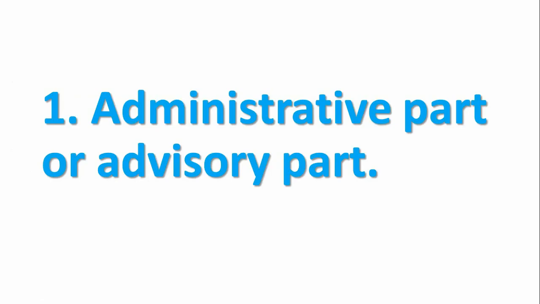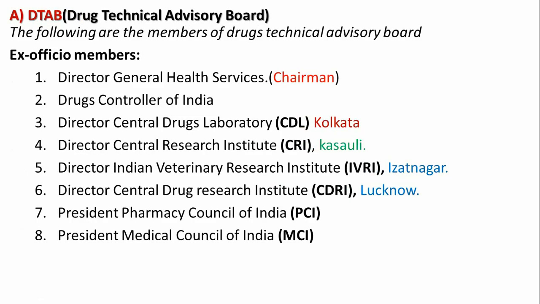Now we are going to see first administrative part, or we can say advisory part. In that, first DTAB, that is Drug Technical Advisory Board. The following are the members of Drugs Technical Advisory Board. We have to remember here 8 members are there, ex officio members. Just remember 2P and 6D.